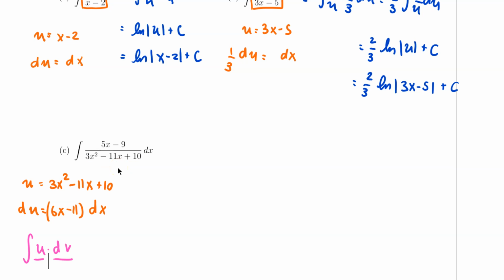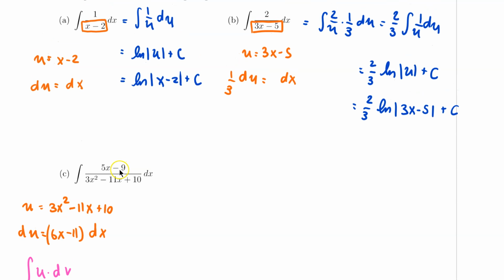So let me actually just go ahead and tell you how we're going to deal with this. It turns out that the thing in the integral here, 5x plus 9 over 3x squared minus 11x plus 10, is actually just equal to 1 over x minus 2 plus 2 over 3x minus 5. So it's the two things that we have earlier.